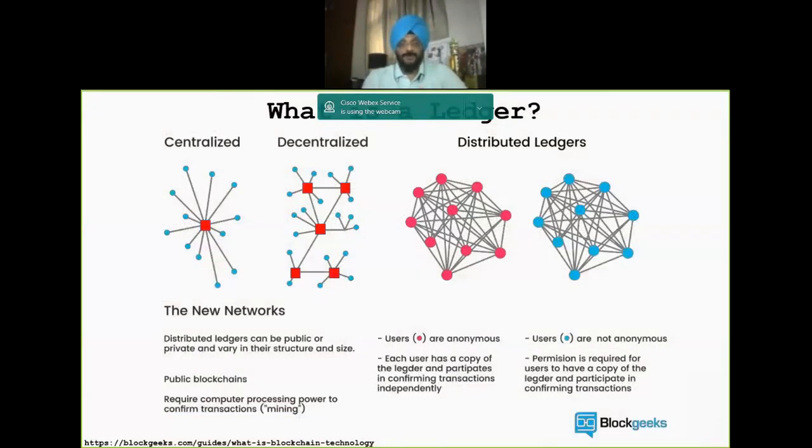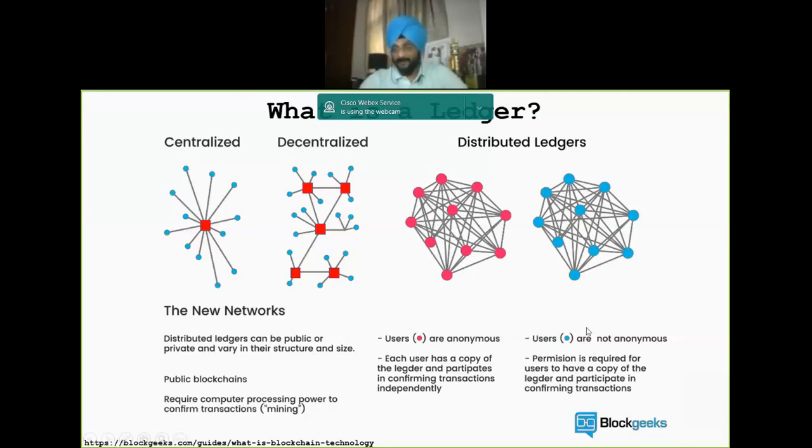Okay, so today you have a centralized kind of network, you have a decentralized kind of network, and you have distributed ledgers. The distributed ledgers are primarily peer-to-peer. In this first case, if we look at it on the slide here, the users are anonymous. Each user has a copy of the ledger and participates in confirming transactions independently. So that's what they do.